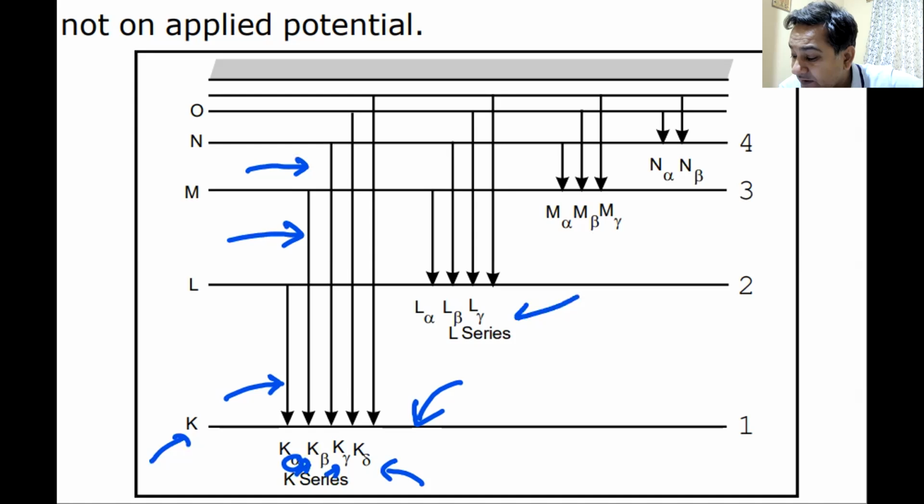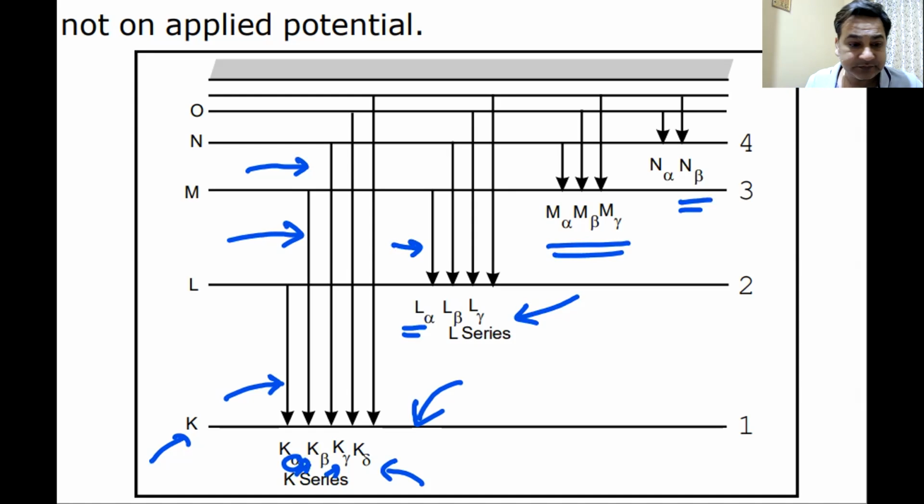Then for the L series, the orbit is 2. If it jumps from 3 to 2, it becomes alpha. Do we understand this? Yes, sir. Then beta, then gamma. Then we have the M series, the N series, and so on. This is known as the characteristic spectrum of X-rays. We understand this? Yes, sir.